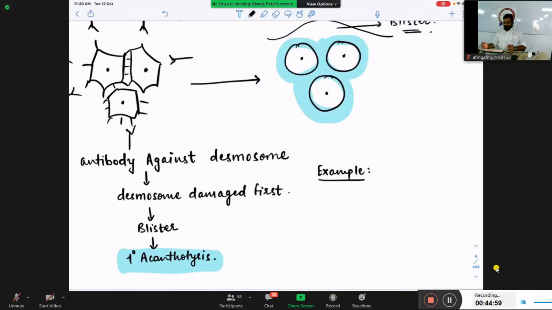So what are the examples in which antibody is formed against desmosome? These are pemphigus vulgaris, pemphigus foliaceus.